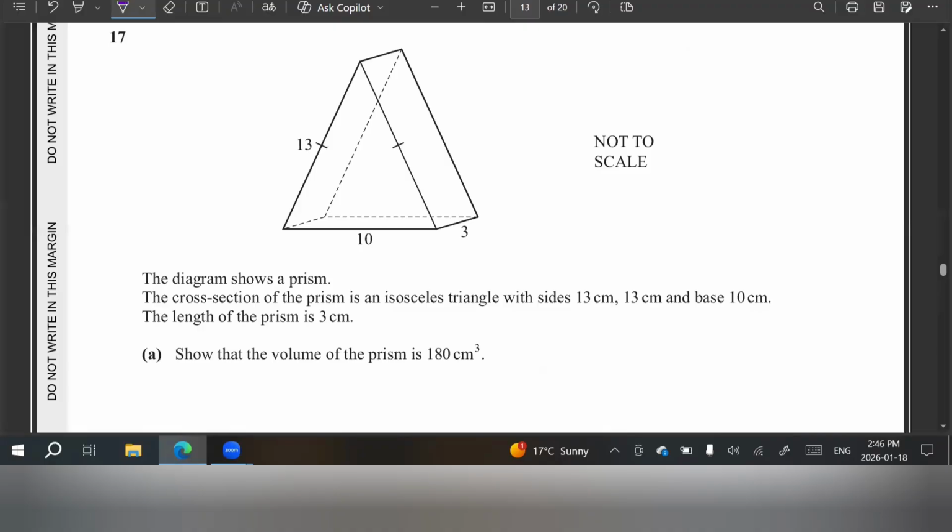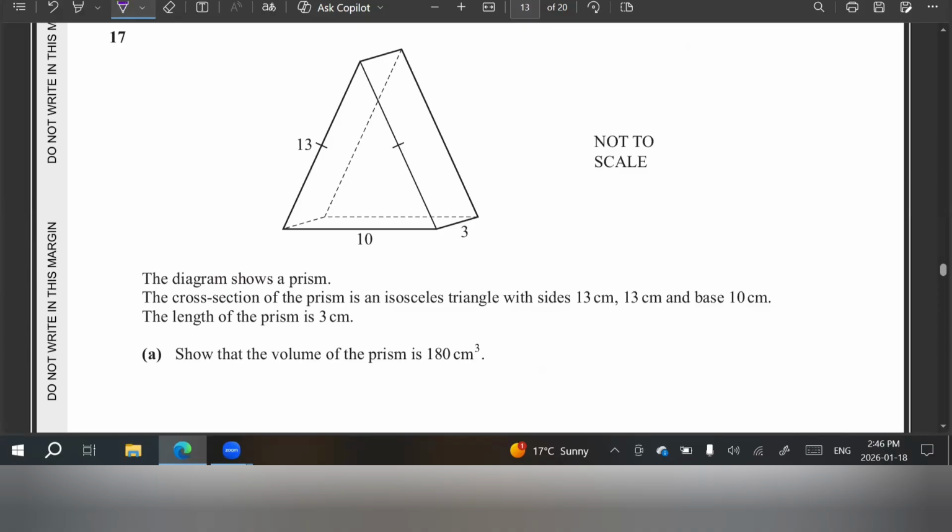Question number 17, the diagram shows a prism. The cross section of the prism is an isosceles triangle with sides 13 and 13, and the base 10 centimeters. The length of the prism is 3 centimeters. The volume of the prism is 180 centimeters cube. How can you find the volume of the prism?